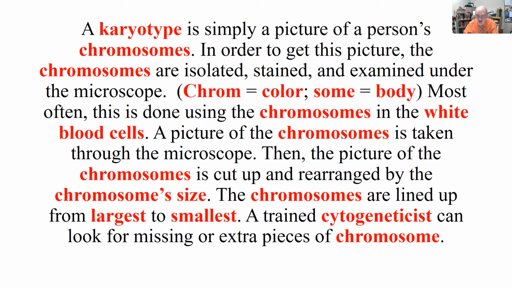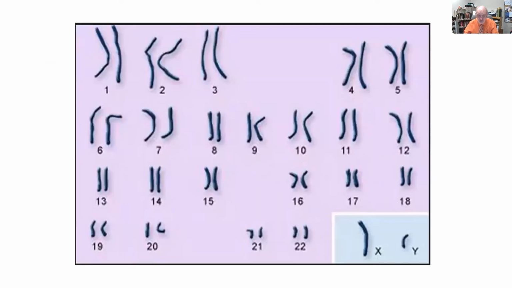The chromosomes are lined up from largest to smallest. A trained cytogeneticist can look for missing or extra pieces of chromosome. This picture shows greatly enlarged structures of the 23 pairs of human chromosomes. Notice that they do have a kind of center in some of them. Some of them don't look like they do.